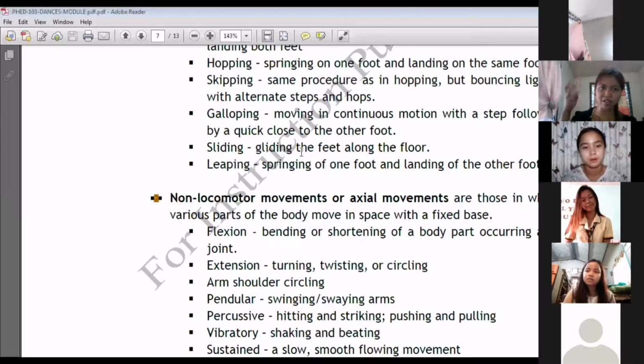Nakikita nyo yung difference ng tatlo? Yes, ma'am. Are you sure? Again, sa hopping, ano ang mechanism niya? Same foot. Spring on one foot, land on the same foot, whether right or left. Sa leaping, paano siya naiiba sa hopping? How is it different from hopping?